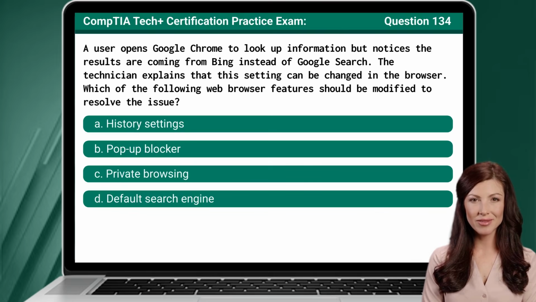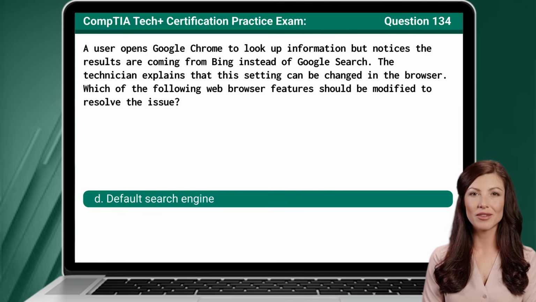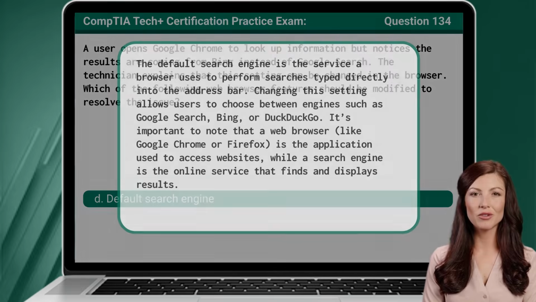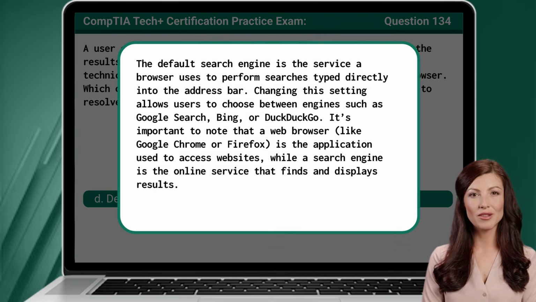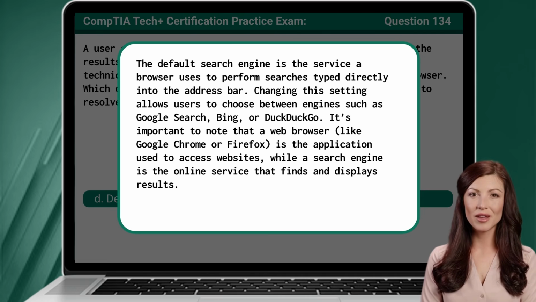The answer is D. Default search engine. The default search engine is the service a browser uses to perform searches typed directly into the address bar. Changing this setting allows users to choose between engines such as Google Search, Bing, or DuckDuckGo. It's important to note that a web browser is the application used to access websites, while a search engine is the online service that finds and displays results.